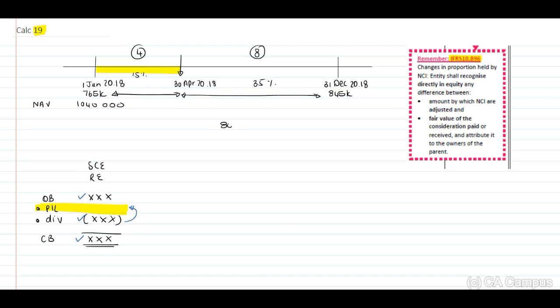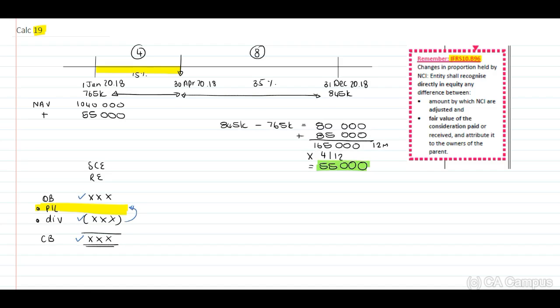Now, for us to be able to determine the total profit for the year, we will have to use the 845,000 minus the 765,000, and this will be an amount of 80,000. We need to add back the dividends, the 85,000, and this will be 165,000. But this is for 12 months. We need to determine for 4 months, therefore times 4 over 12, and this will be an amount of 55,000.